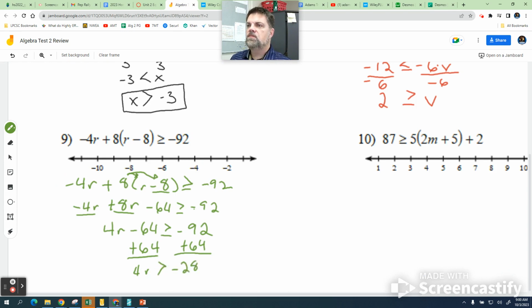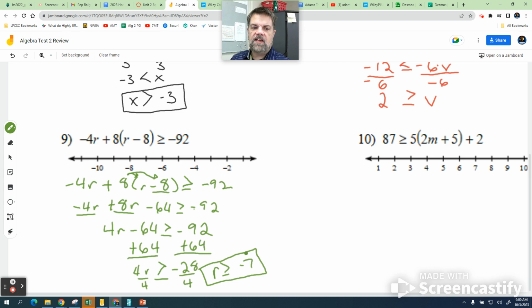Now what do I do? Yes? It's greater than or equal to. Oh, good catch. Forgot to do that little equal to sign. Changes the whole problem, right? You divide by 4. Good job. So when I divide by 4, I get r is greater than or equal to negative 7.